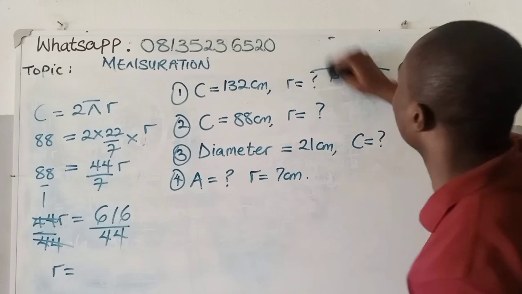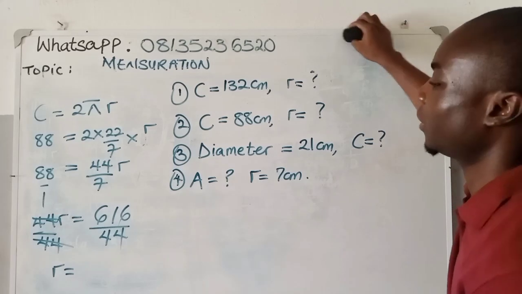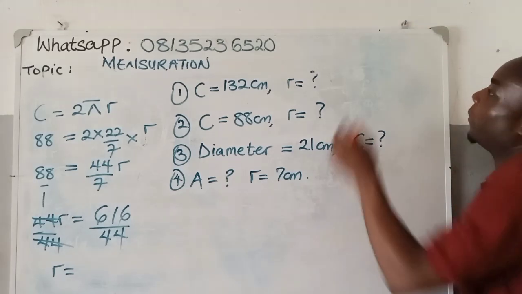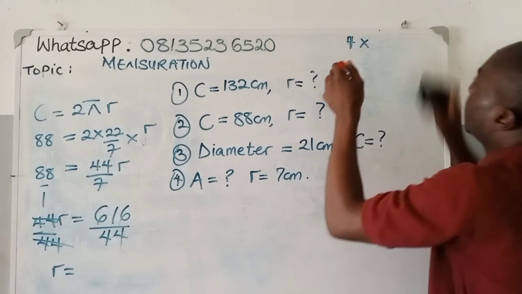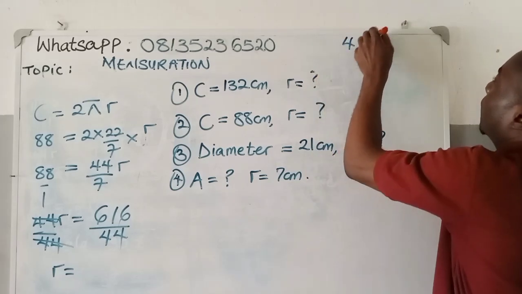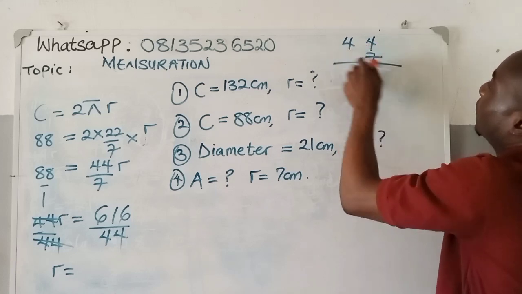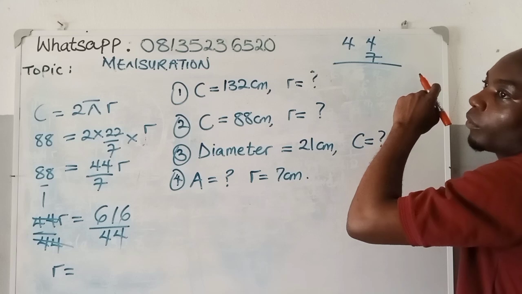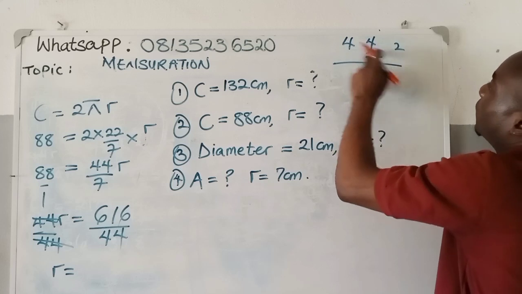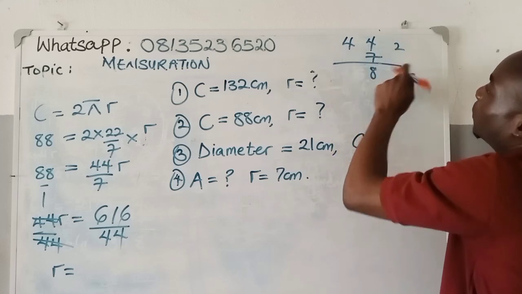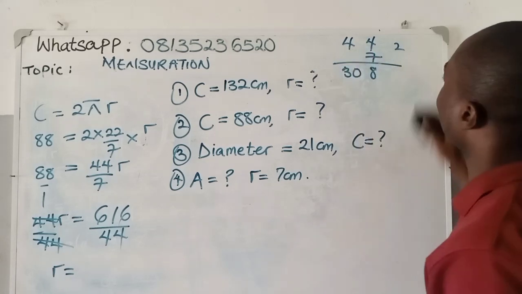So let's try 44. If you have a calculator, you can do that very fast. Just press 616 divided by 44. All right, so we can say 44. Let's multiply it by 7. All right, 4 times 7 is 28. Write down our 8, carry 2. 4 times 7 is 28. 28 plus 2, we have 30. So we have 308. That is still not it.